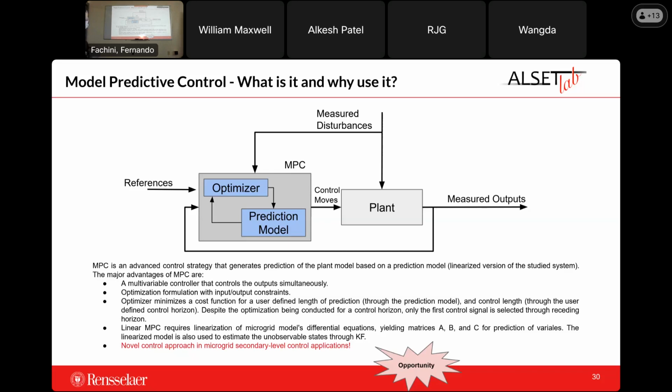So I give the references for the MPC optimizer, and through the model that is used as the prediction model, which predicts the states of the system throughout a period, we can then optimize it through the optimizer, and it does that iteratively, updating control moves that are sent to the plant. Then the measured outputs are sent back to the MPC for, again, control moves and also to estimate states and estimate derivatives of the states.